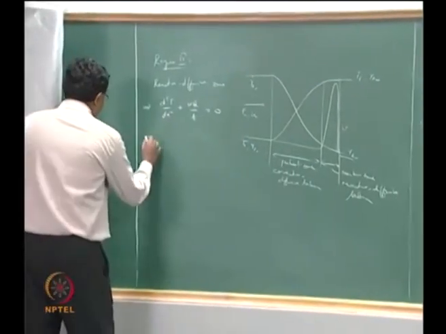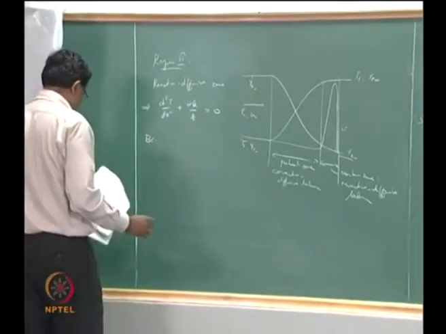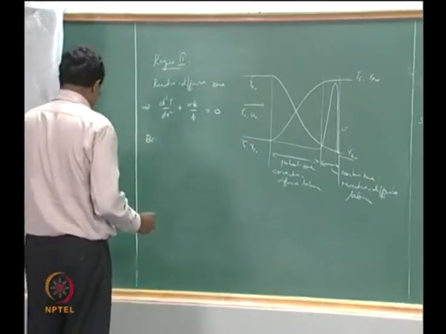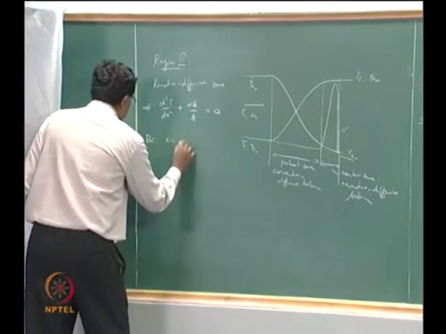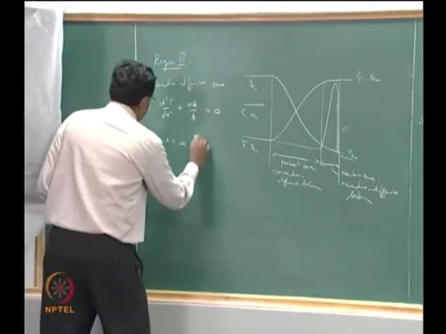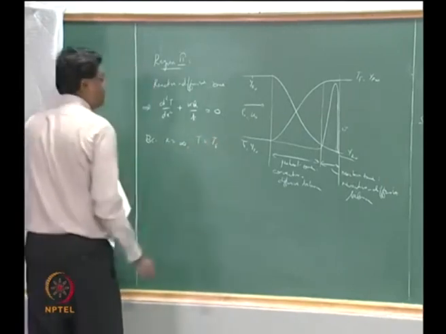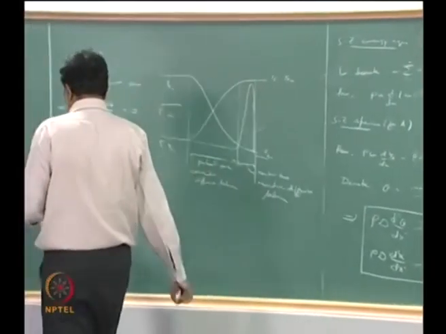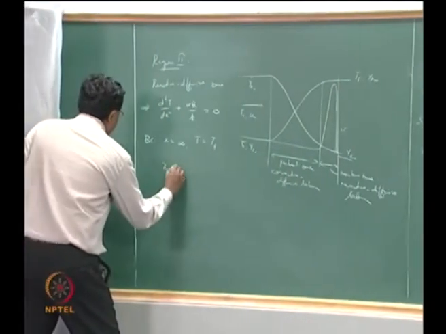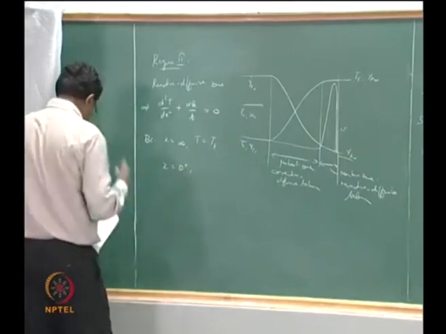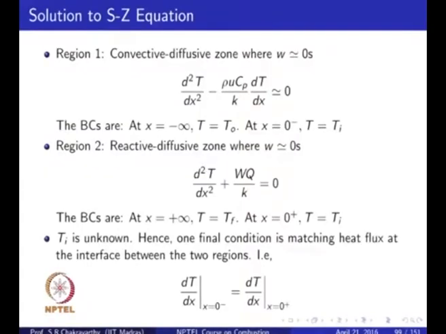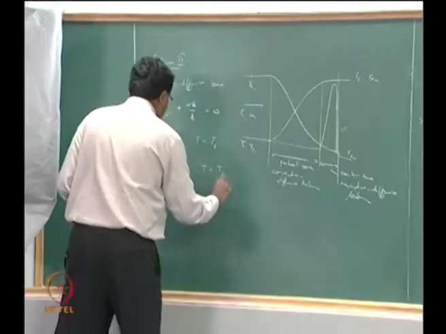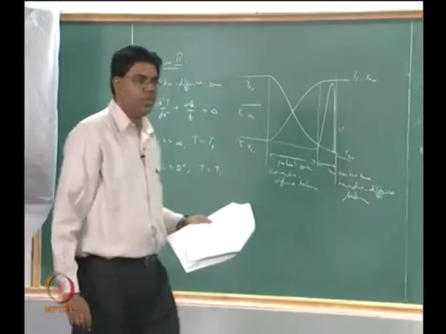So the boundary condition here, we can easily write the hard boundary condition, which is x equal to infinity, T equals TF. That is what we had started with. But then the interface condition is at x equals 0 plus, we have to write the same, T equals TI, which is an unknown.